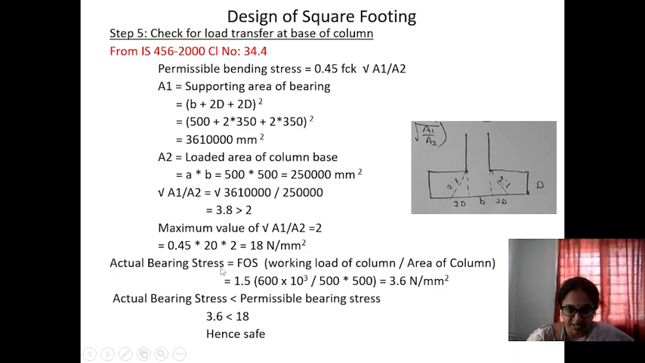But the actual bearing stress is equal to factor of safety into working load of the column by area of column. The factor of safety is 1.5. The working load of the column is 600 kilonewtons, which I have converted into Newtons, and divided by the area of the column, size 500 by 500. I got 3.6 Newton per mm square. So the actual bearing stress is less than the permissible bearing stress, which is 3.6 is less than 18. Hence safe. The load transfer at the base of the column is safe.